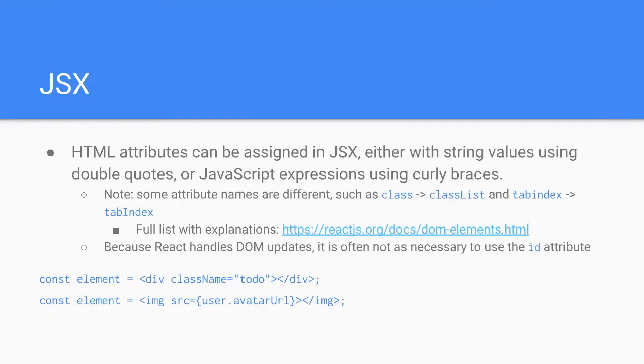So here's how that looks. Here we've got a div, and we say className equals todo. Again, if we just use quotes, then it's just a string that gets set as that attribute. And then here we've got an image with a src attribute, and we're passing in a URL. In this case, user.avatarUrl. User is just some object that we have. Really in React it would probably be this.state.user, but it's just some object, and avatarUrl is some URL on that object. But we can pass that in as the image source, passing in that variable name.